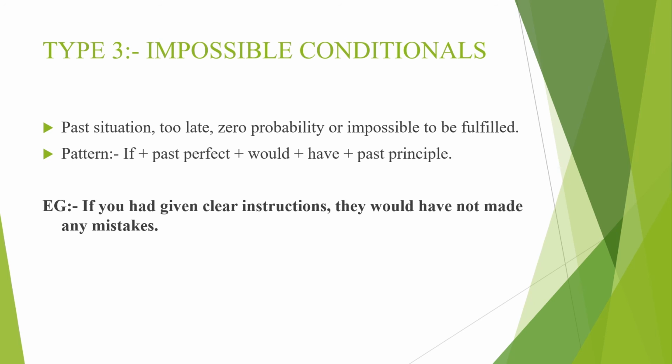And in type 1 conditionals, what did we discuss? We discussed the probable or likely condition, which means the condition given was likely to happen. And in type 2 conditionals, what did we study? It is the unlikely condition, which means the situation given might happen or might not happen. It is not that easy to fulfill that condition. Then the third one is the impossible conditional, which means the thing has already been done and it cannot be reversed.